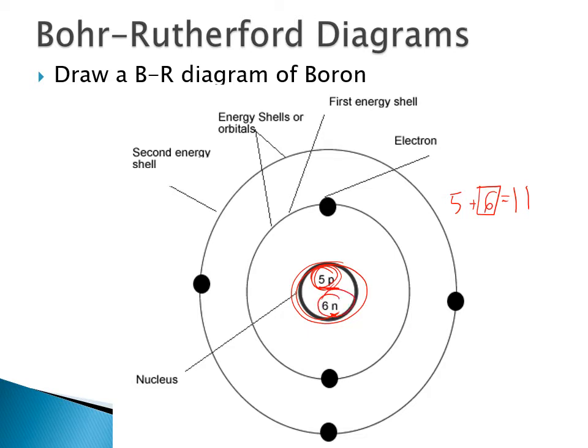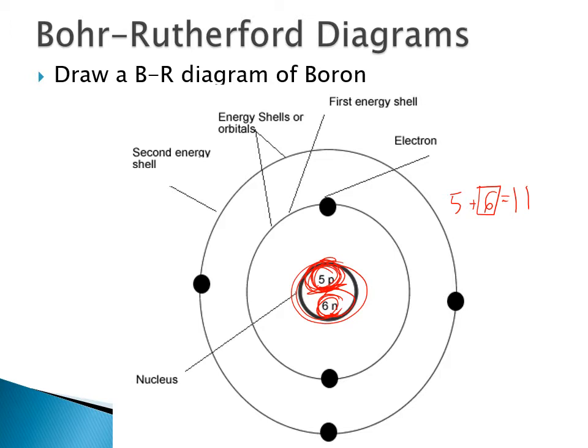Now remember, it's not the neutrons that determine which atom you're dealing with, it is the protons. The neutrons can vary, and it can still be the same element. So there might be some boron atoms that don't have 6 neutrons, but every single boron atom, the thing that makes it boron, is the fact that it has 5 protons.